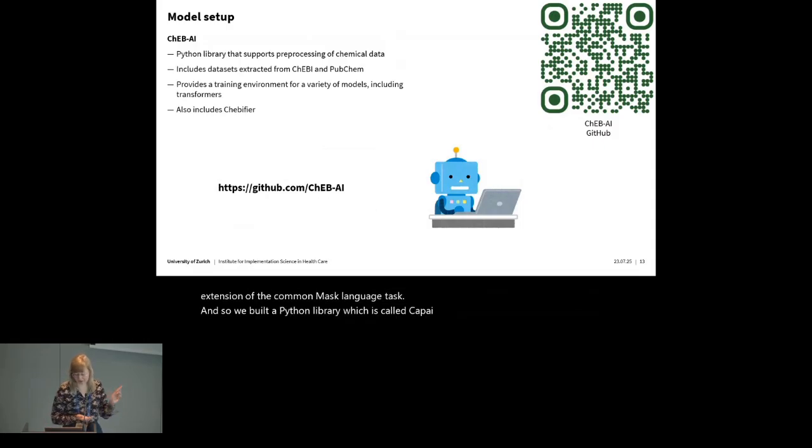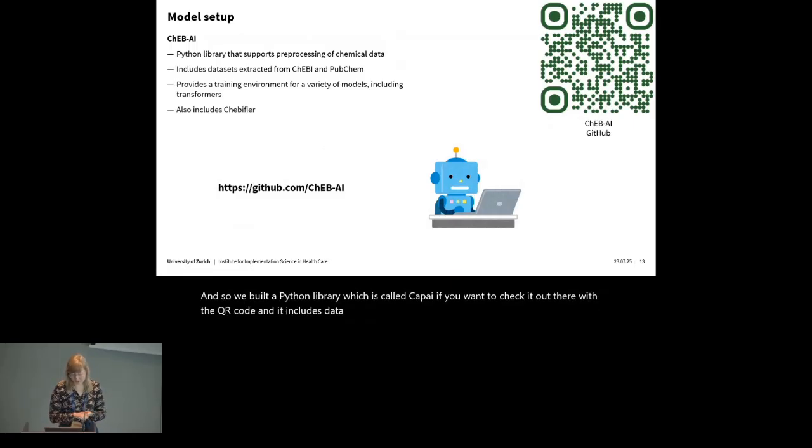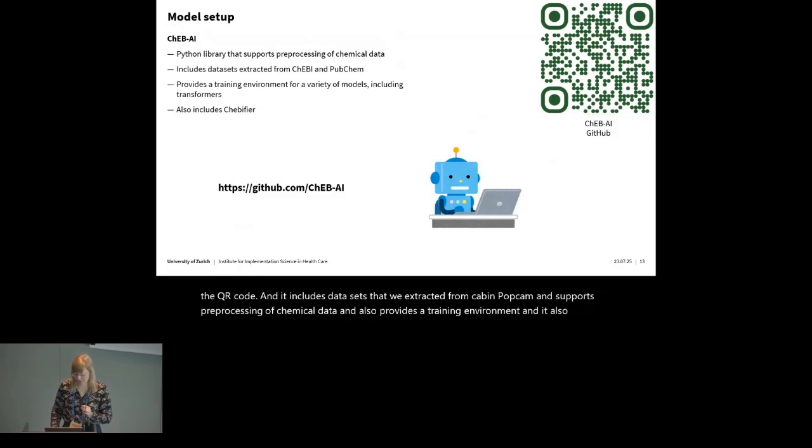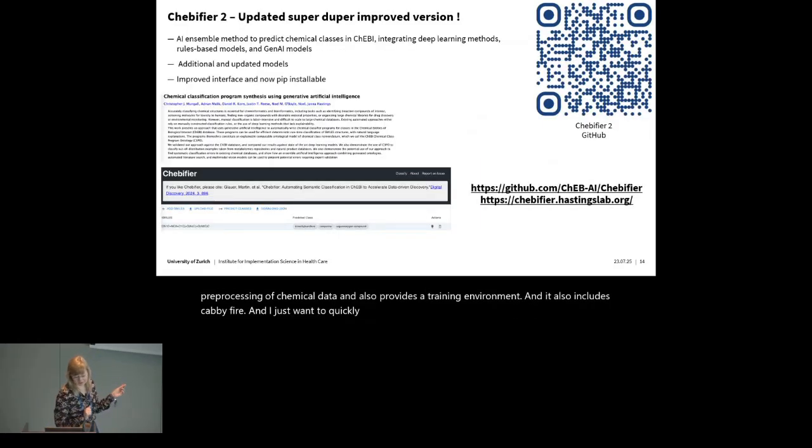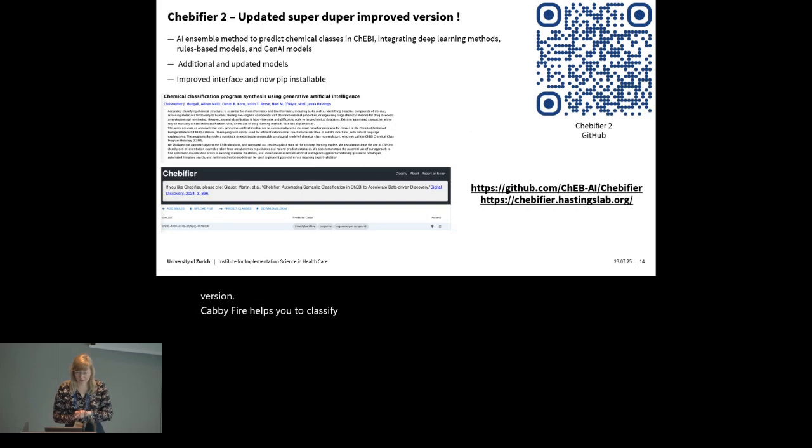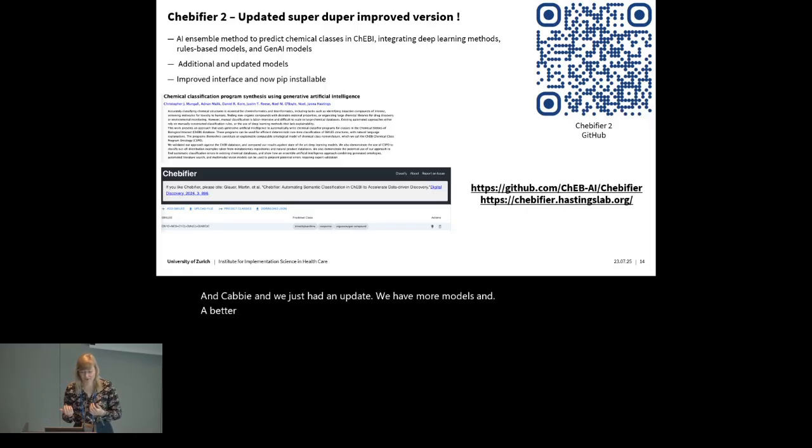If you want to check it out, there is a QR code. And it includes data sets that we extracted from ChEBI and PubChem and supports pre-processing of chemical data, and also provides a training environment. And it also includes ChEBIfier. And I just want to quickly do a cheeky advertisement for our newly updated version. ChEBIfier helps you to classify molecules in ChEBI. And we just had an update. We have more models and a better interface, and you can now use pip to install it.